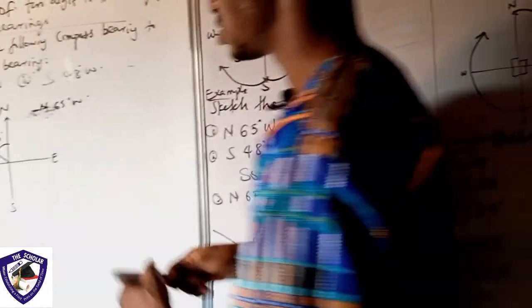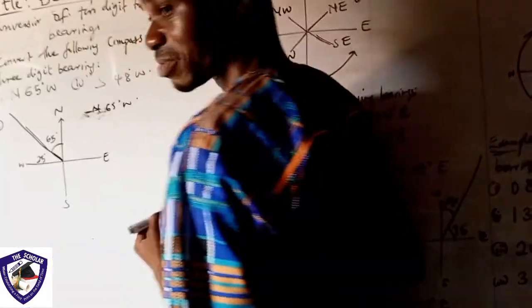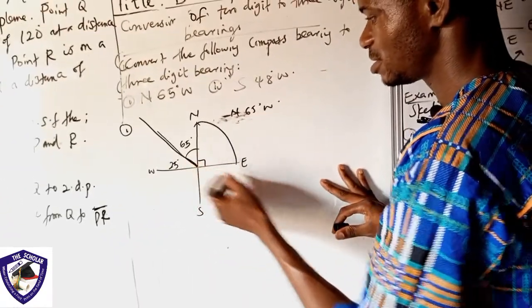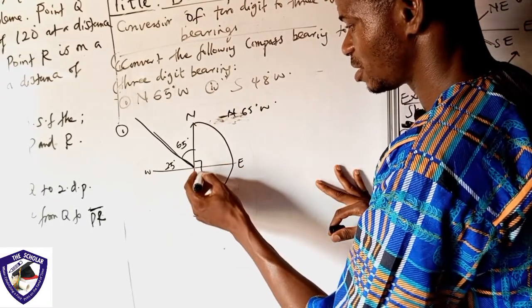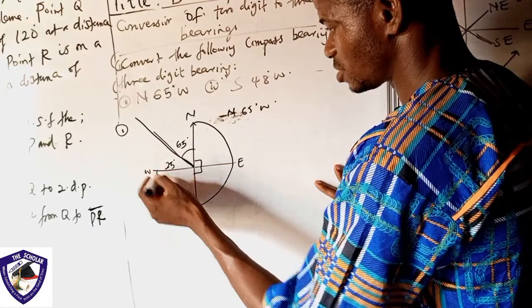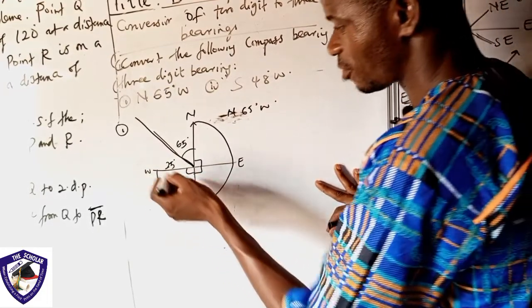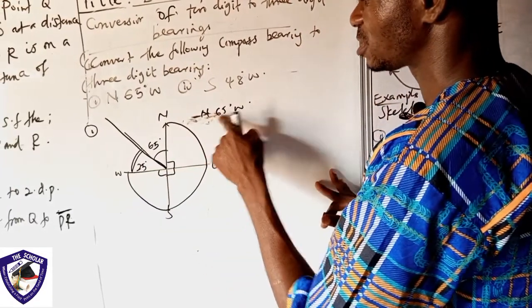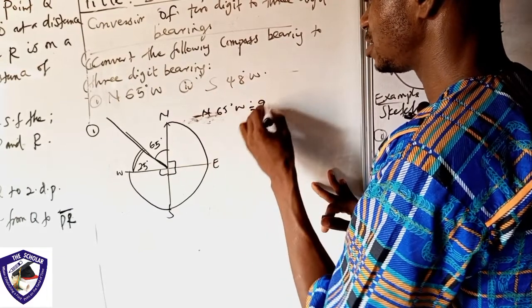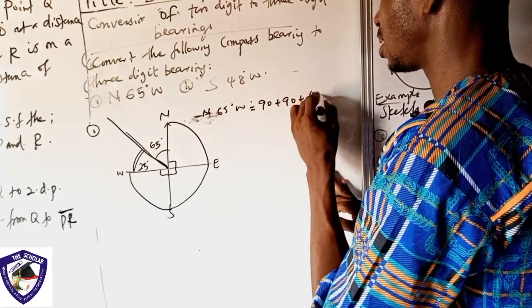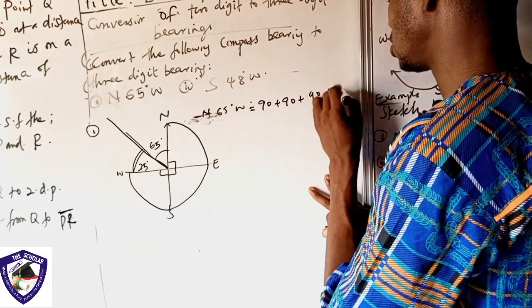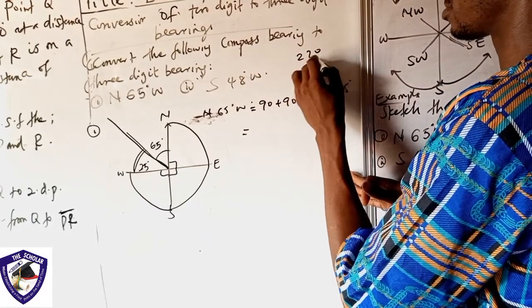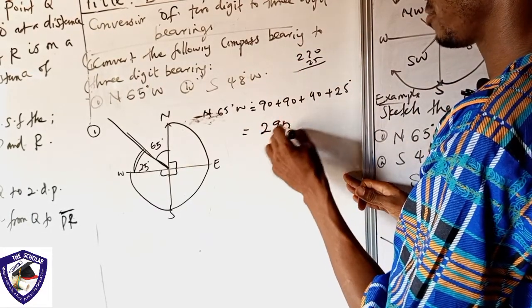So from what you have here, this is a line here. If I'm to take my measurement, I'm starting from here. This first rotation is 90. Second rotation, another 90. Third rotation, another 90. And the fourth rotation ends here, which is 25. So the conversion of north 65 degrees west is going to be 90 plus 90 plus 90 plus the smaller angle, 25 degrees. That gives us 270 plus 25, which is 295 degrees.